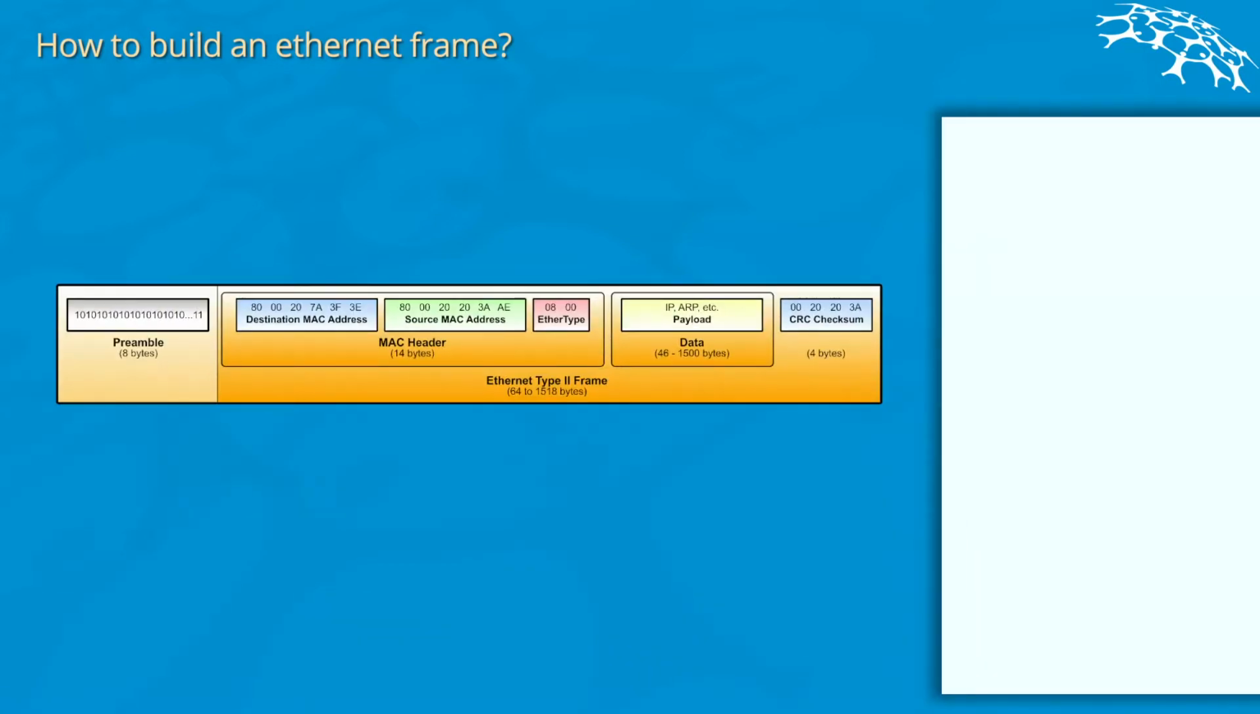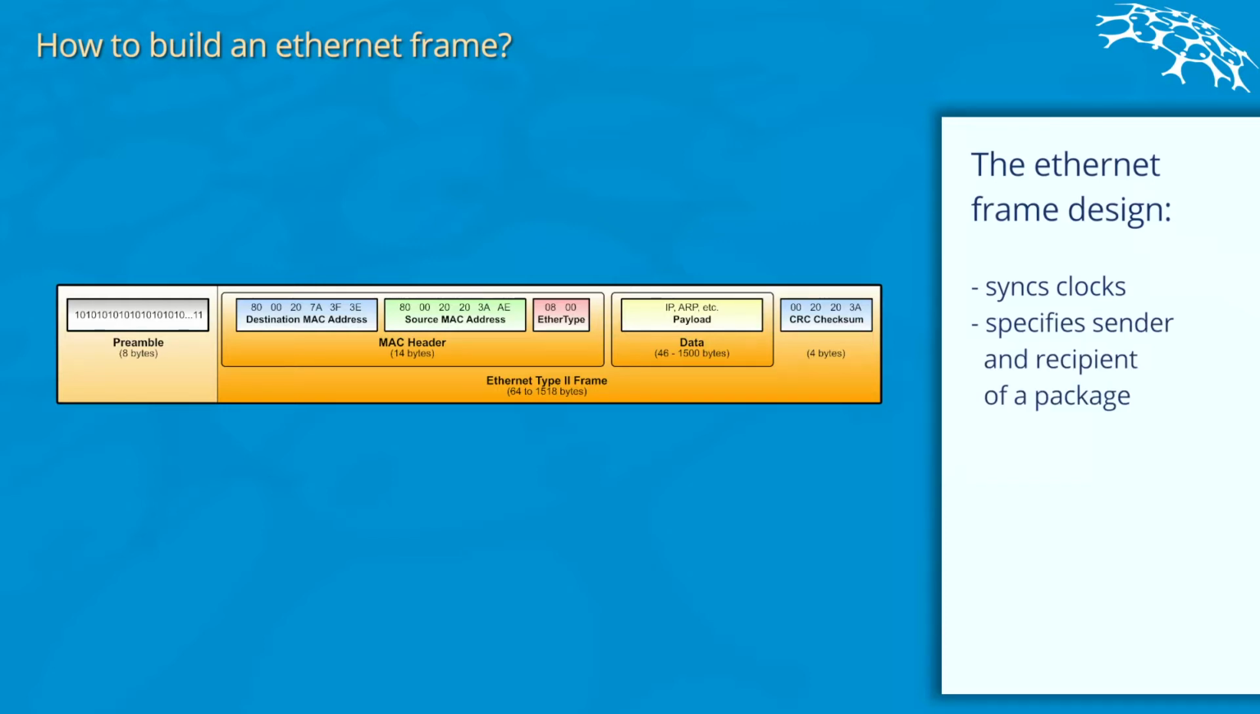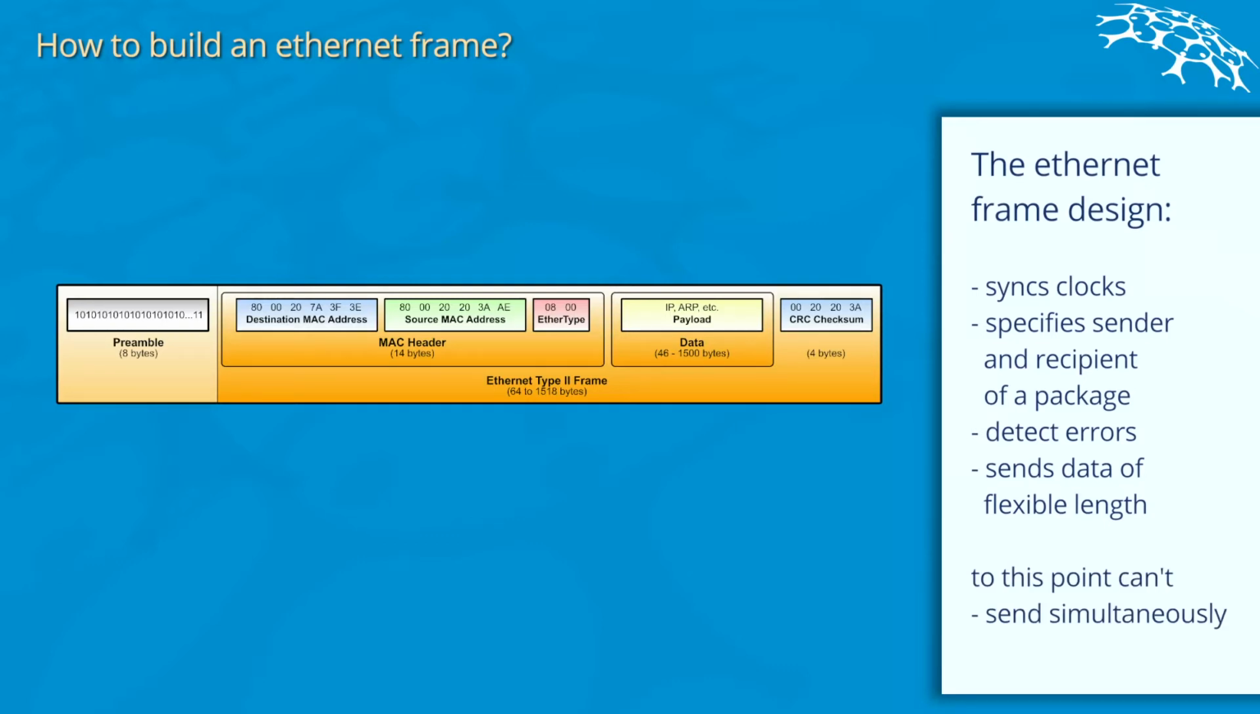So to sum this up, the Ethernet frame design was created to synchronize the clocks of different devices on the network. It was also designed so that the sender and the recipient of the data can identify themselves, and data frames can be sent to specific network interfaces on the network. It can also detect some errors, and it can send a flexible length of data, though a minimum length of 46 bytes is required. One thing that we did not talk about right now is that this design cannot alone fight the problem of two devices sending data simultaneously. But we will come to this in the fourth video of this MOOC.